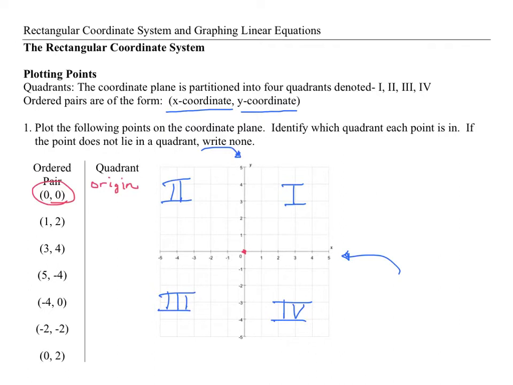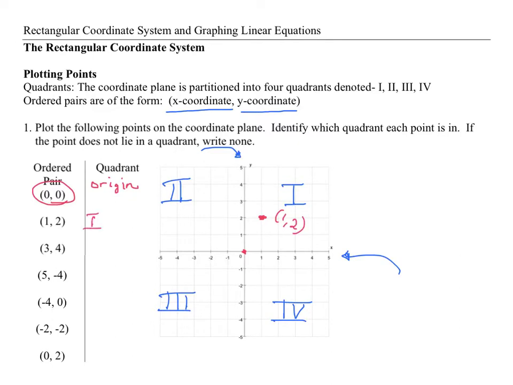The next one is 1, 2. That means from 0, 0, I'm going to go x-coordinate of 1, so I would be right about here, and for the y-coordinate, from there I'm going to go up 2. So here's my point, 1, 2. I might as well label it. Now it's in quadrant 1.